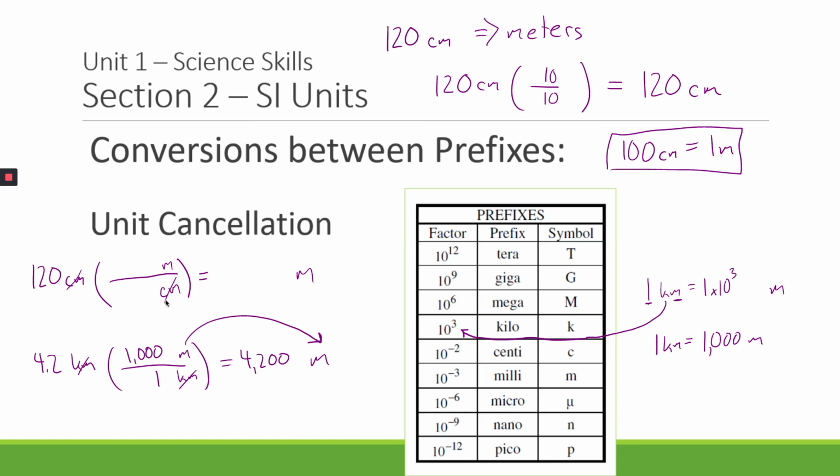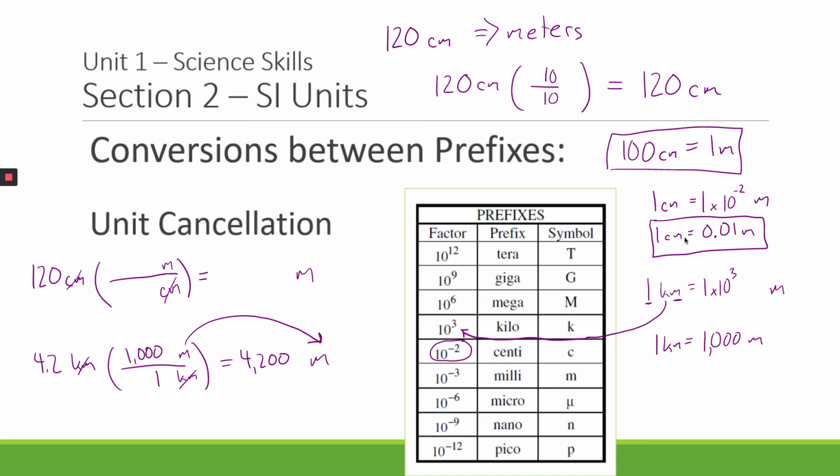All right, let's go back to this top one. Now this one's a little bit trickier, right? Because if you come to your chart, you're going to have 1 centimeter equals how many meters? It's going to be 1 times 10 to the minus second meters. So that's still pretty good, right? So 1 centimeter equals 0.01 meters. Beautiful. That will be the conversion factor that we use, and we can plug it over here.